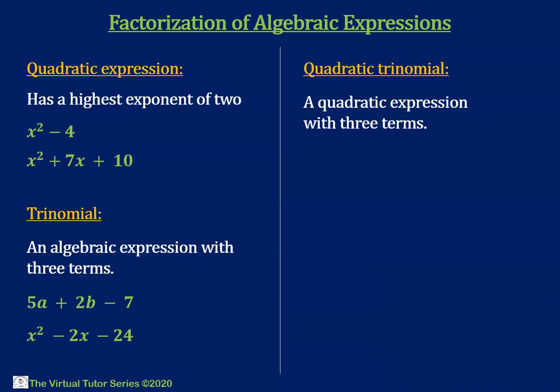In this lesson, we will consider 2 main types of quadratic trinomials. Number 1, a quadratic trinomial that contains one variable, such as x squared minus 2x minus 24. And number 2, a quadratic trinomial that contains 2 variables, such as 6x squared plus 5xy minus 6y squared.